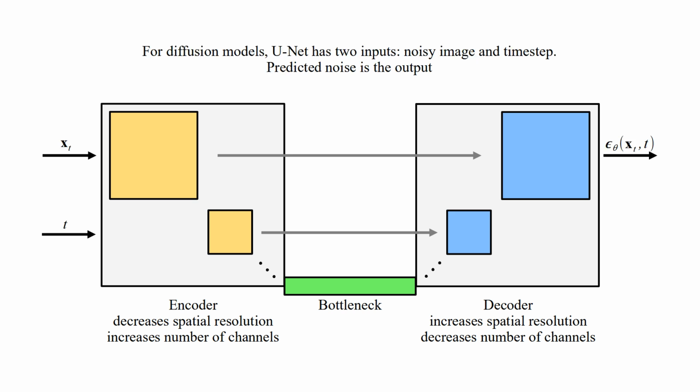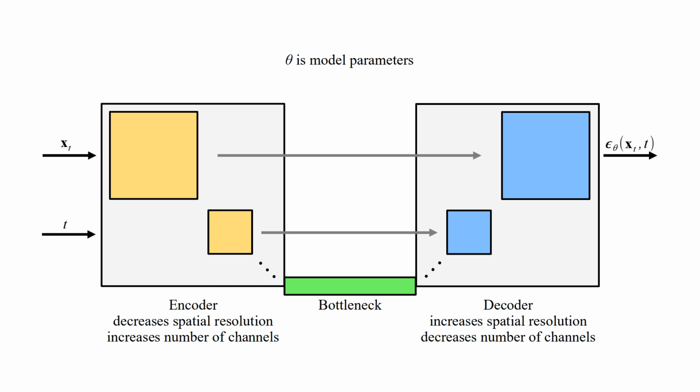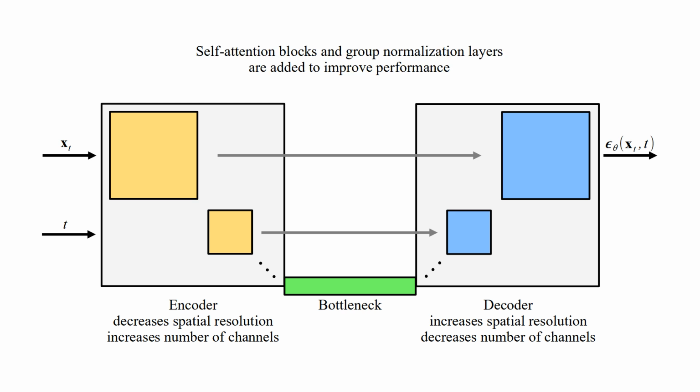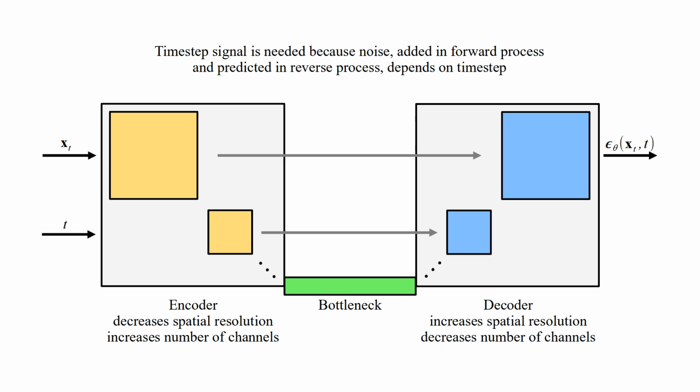For diffusion models, UNet has two inputs, noisy image and time step. Predicted noise is the output. Theta is model parameters. Self-attention blocks and group normalization layers are added to improve performance. Time step signal is fed to all residual blocks inside UNet after sinusoidal position embedding. Time step signal is needed because noise added in forward process and predicted in reverse process depends on time step.